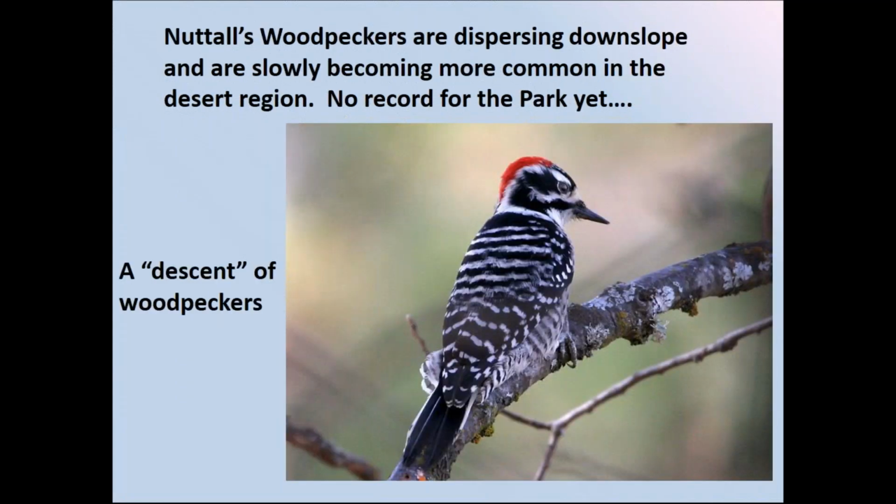Nuttall's woodpecker is a bird I'm not sure is on the park checklist yet. It's definitely on the hypothetical list, but it might be because it occurs right outside the park in Big Morongo Canyon Preserve. So that's one to watch for. They look very similar to the ladder-backed woodpeckers, so you'll want to be careful about IDing them. These Nuttall's have an association with cottonwood trees, whereas the ladder-backed likes the desert plants, including Joshua trees.